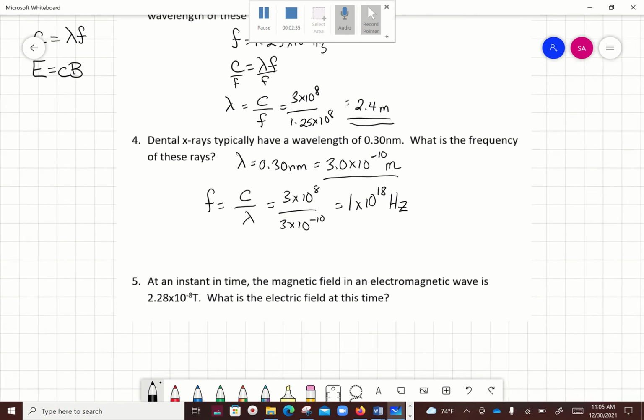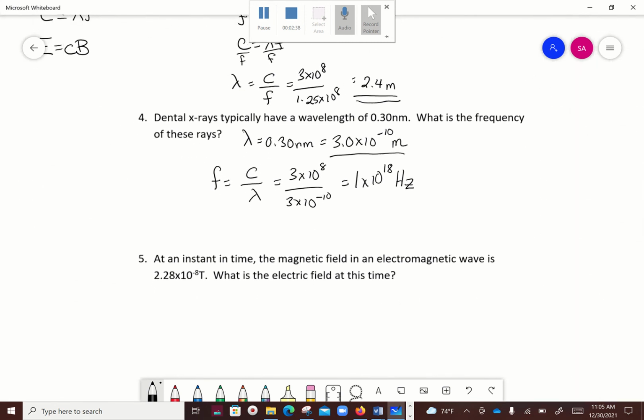Let's do one where I use that second equation. I'm told that at an instant in time, the magnetic field, that's B, in the electromagnetic wave is 2.28 times 10 to the minus 8 Tesla. And I want to find the electric field. So my equation is E equals c times B. So again, just plug and chug. 3 times 10 to the 8 times 2.28 times 10 to the minus 8. So 3 times 2.28, I get 6.84.